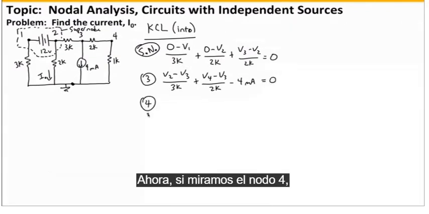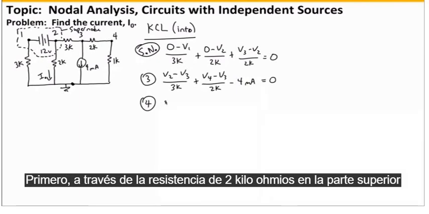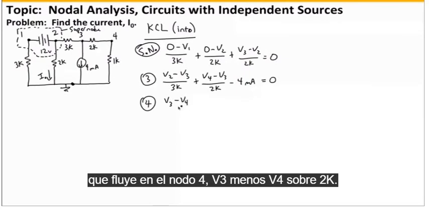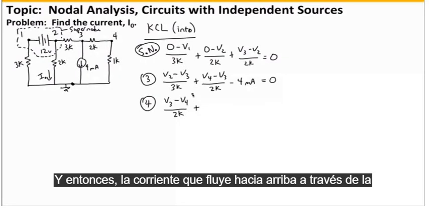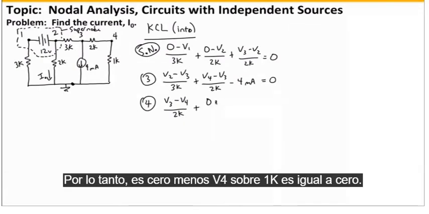Now if we look at node 4 on the right-hand side of the circuit, it has two currents flowing into it. First, through the 2 kilo ohm resistor at the top, flowing into node 4 would be V3 minus V4 over 2K. And then the current flowing up through the 1 kilo ohm resistor is going to be 0 volts minus V4 divided by 1K. So it's 0 minus V4 over 1K, and the sum is equal to 0.